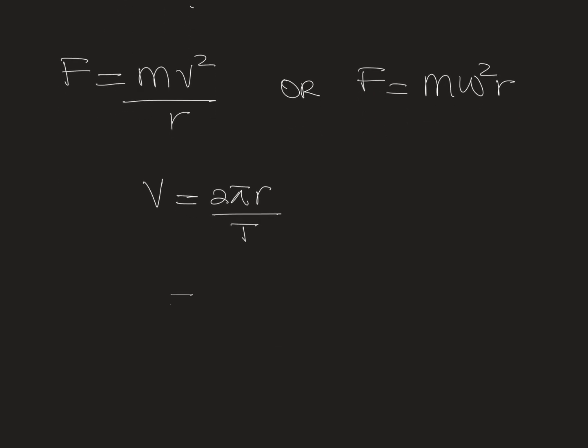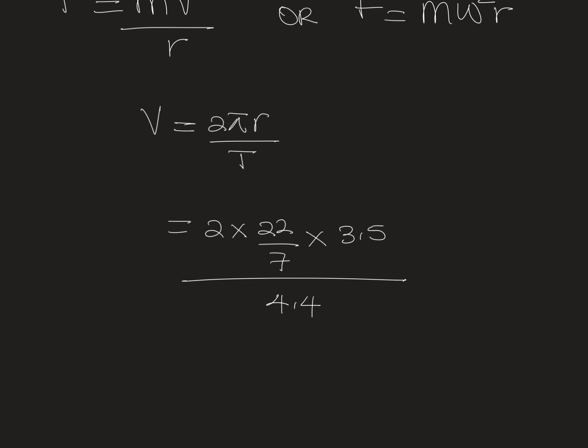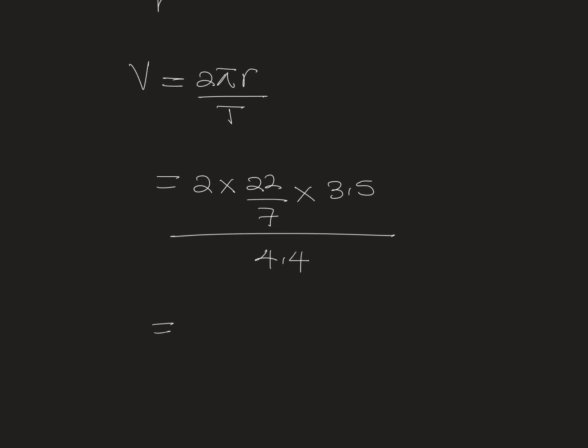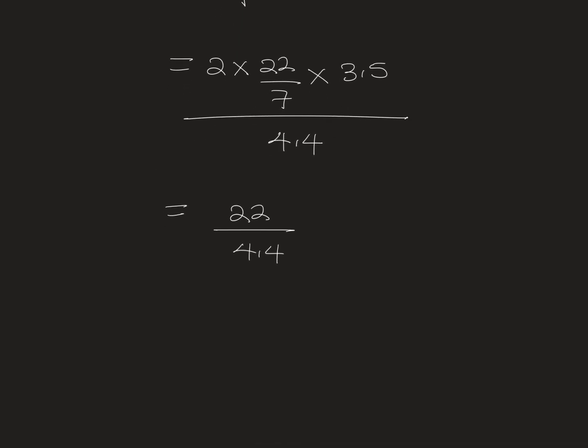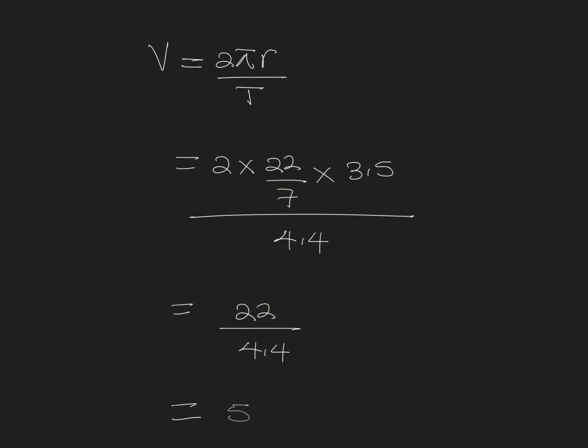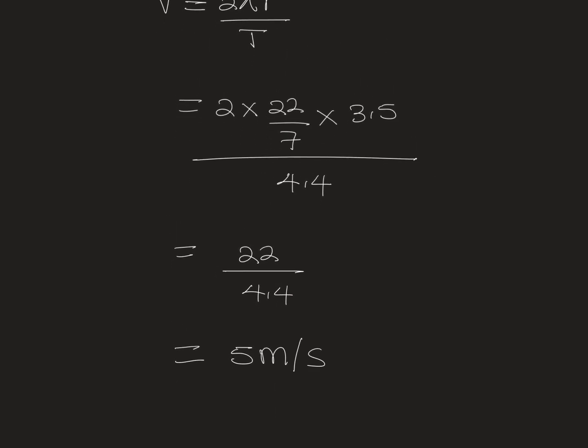Okay, so that is going to be 2 times pi, which is 22/7, times the radius, 3.5, divided by the period, 4.4 seconds. So 2 times 22/7 times 3.5 is 22. So that will be divided by 4.4 seconds. So 22 divided by 4.4 is 5. So it means the linear velocity is 5 meters per second.